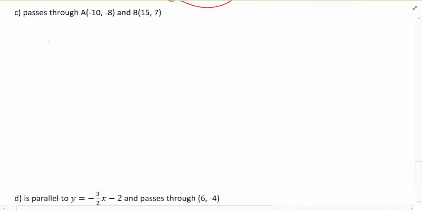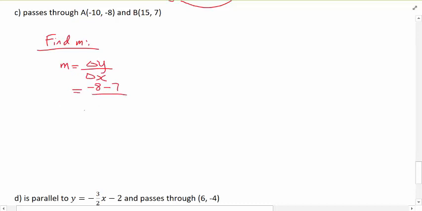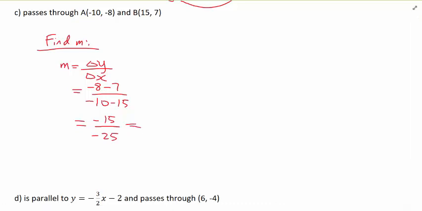Remember, step 1 is find m. So I'm going to find m. m equals delta y over delta x. So that is equal to negative 8 minus negative 7. Sorry, minus 7. And negative 10 minus 15. That gives you negative 15 over negative 25. Reduce that, and what do you get? 3 over 5. Is everyone okay with the m?